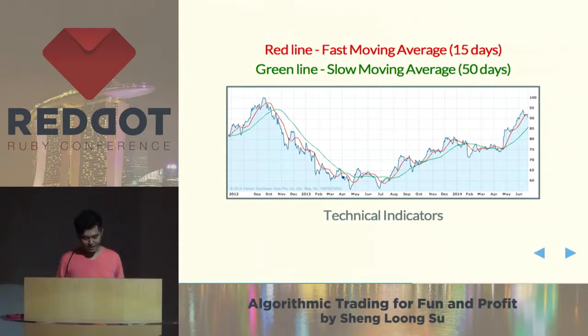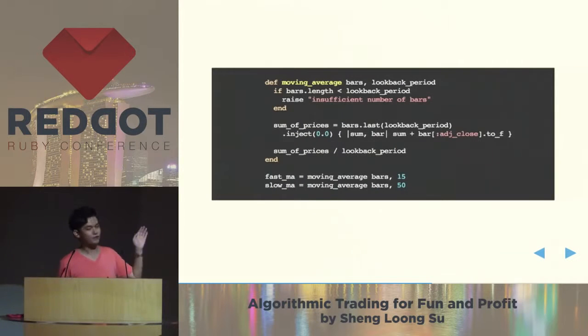As you can see on the chart, this is the daily prices of Apple for the past 2 years. I'm going to talk about a technical indicator called moving average. This is kind of like a hello world example in technical analysis. The red line is the fast moving average over 15 days, whereas the green line is the slow moving average over 50 days. And it's actually not that difficult to program this in Ruby. In fact, as you can see, just a few lines.